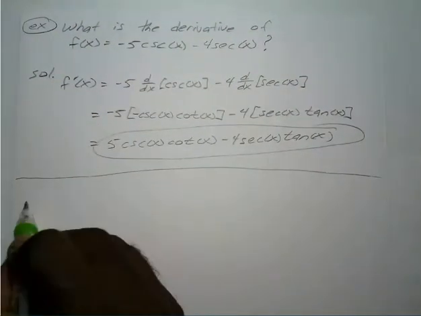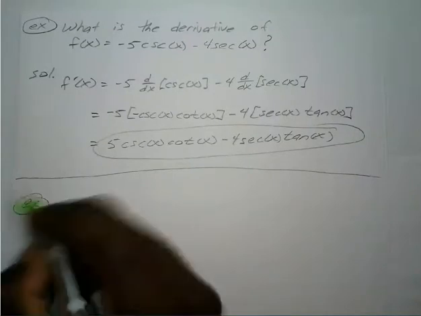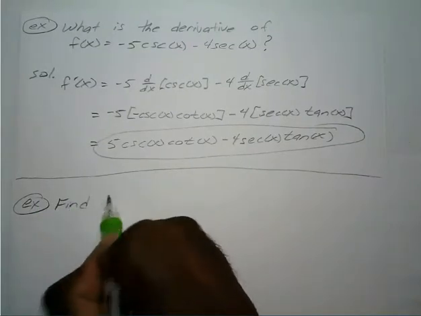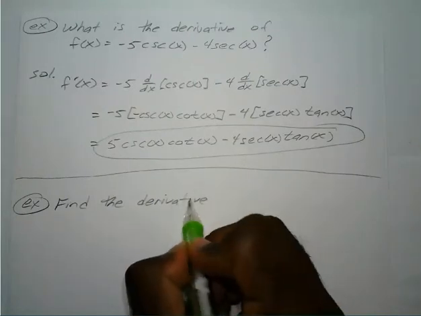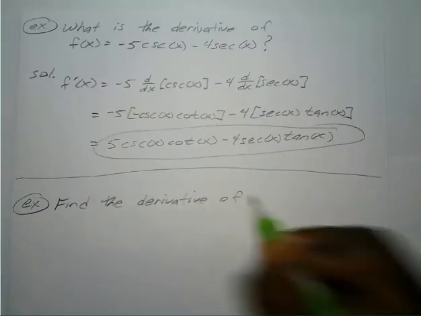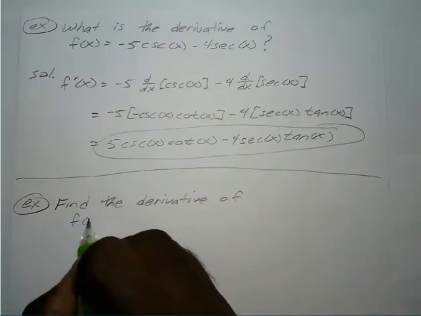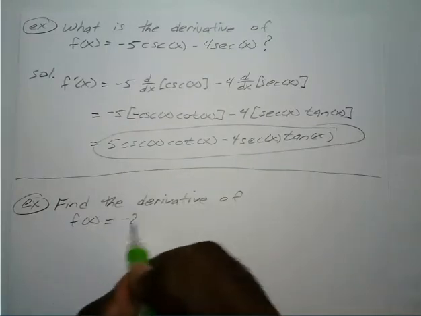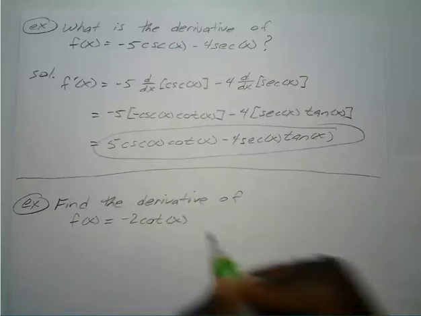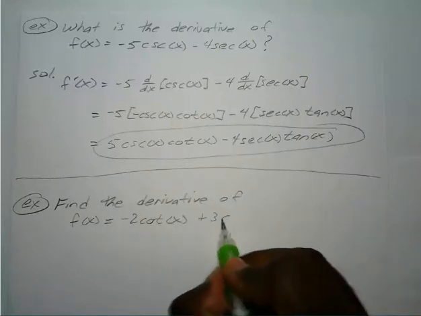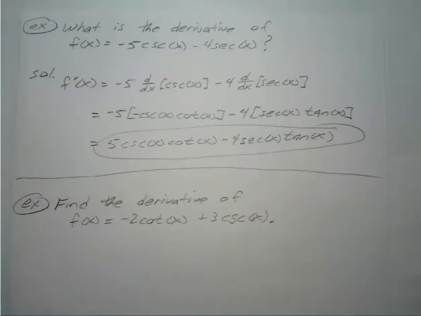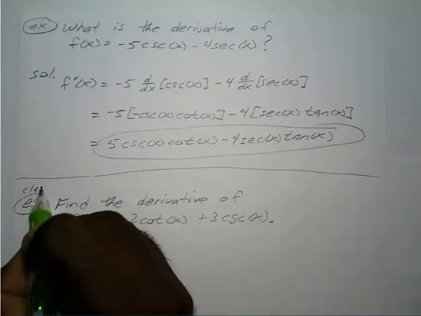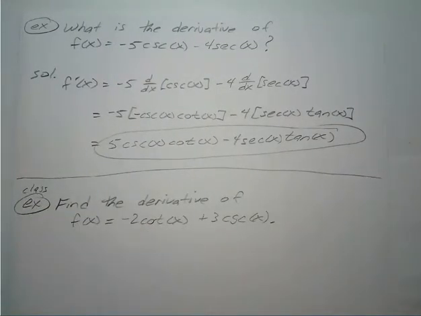All right. Okay, so we still have plenty of room on this page, so we'll go ahead and do another example right below it. Okay, so if you want to find the derivative of f of x equals negative 2 cotangent x plus 3 cosecant x. All right, so what I want you to do is go ahead and press pause and try to work this one out on your own.